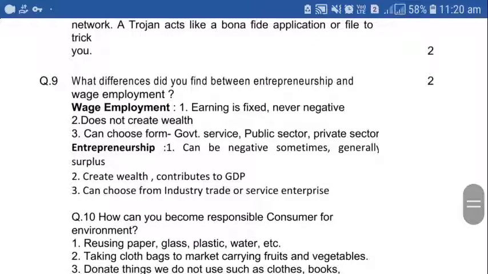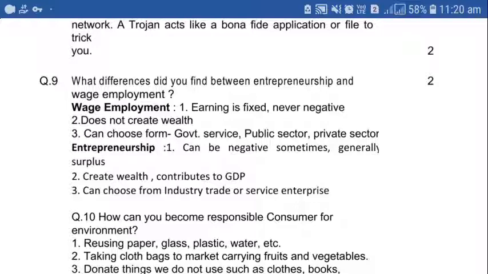Question number 9, what differences did you find between entrepreneurship and wage employment? So you have to write the differences between these two, entrepreneurship and wage employment. In wage employment, you can explain in your own words also. Earning is fixed, never negative. Second point you can write here, does not create wealth. So wage employment is only fixed work. They just get a fixed salary.